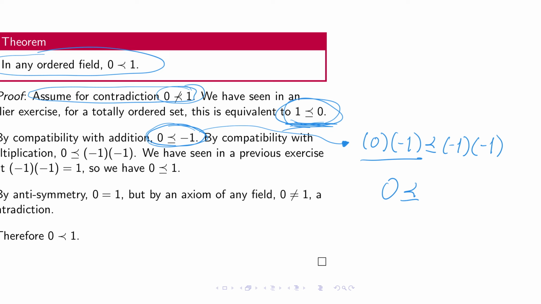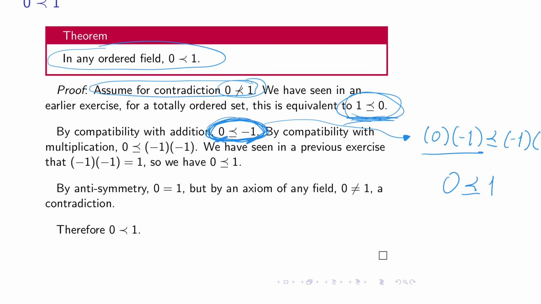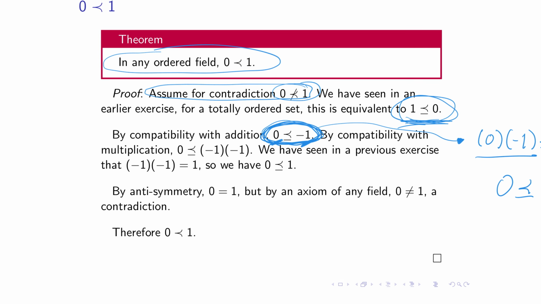And on the right-hand side, we know that -1 times -1 is 1, again from what we proved using the field axioms. And by the way, notice that I am multiplying the left-hand side by -1 and the right-hand side by -1, because when using compatibility with multiplication, you can multiply by something bigger than 0. And by assumption of this inequality, that's exactly what I'm doing. I'm multiplying both sides by something bigger than 0, namely -1. So the end result of all of that is that we have now demonstrated that 0 precedes 1.